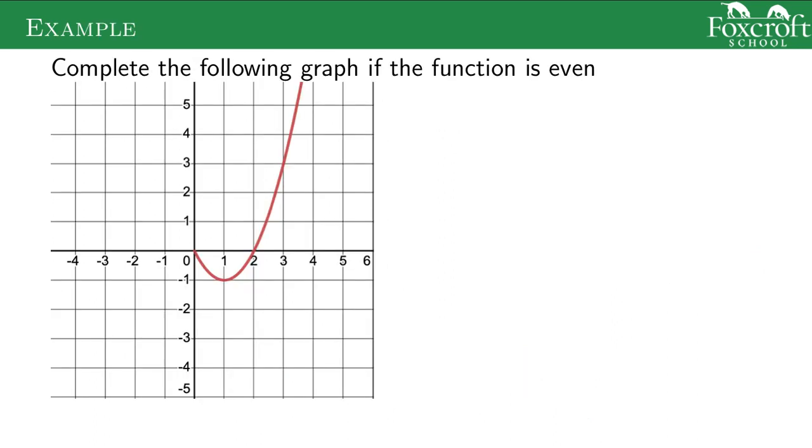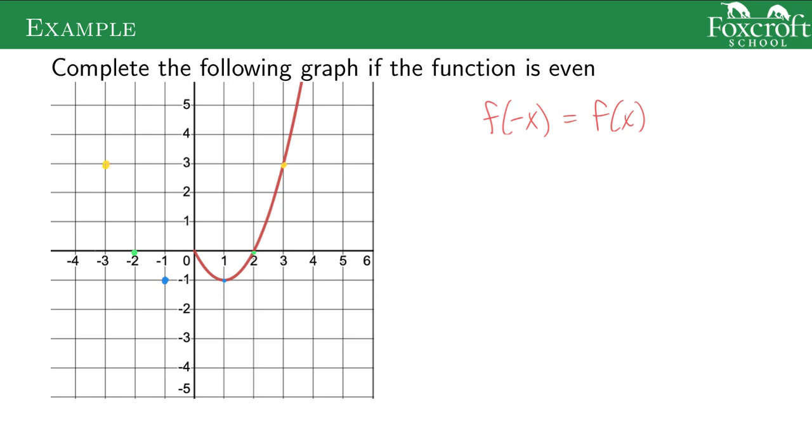All right, so look at this graph. We have half of this graph graphed. What is the other half going to look like if it's an even function? So for an even function, again, I'll just write the definition here. If I put in the negative value, I get out the same thing as the positive value. So for positive 1, I get out negative 1. So for negative 1, I'm also going to get out negative 1. For positive 2, I get out 0. So for negative 2, I'm also going to get out 0. For positive 3, I get out 3. So for negative 3, I'm also going to get out 3.